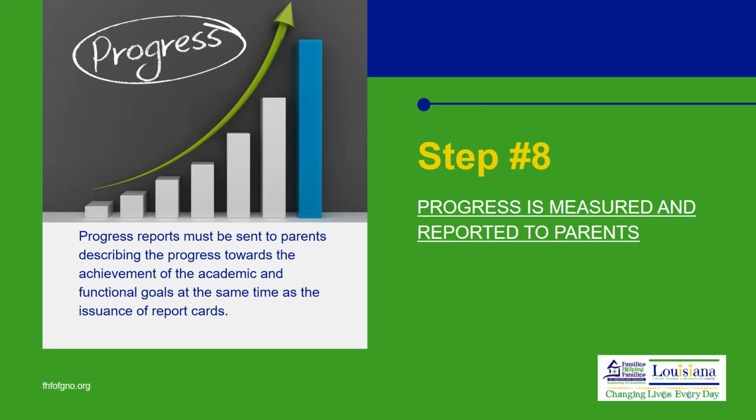When a child does not make the progress expected, then it's essential to determine why and to take corrective action. Progress reports must be sent to the parents describing the progress toward the achievement of the academic and functional goals. And this report generally goes to the parents at the same time that report cards are disseminated.